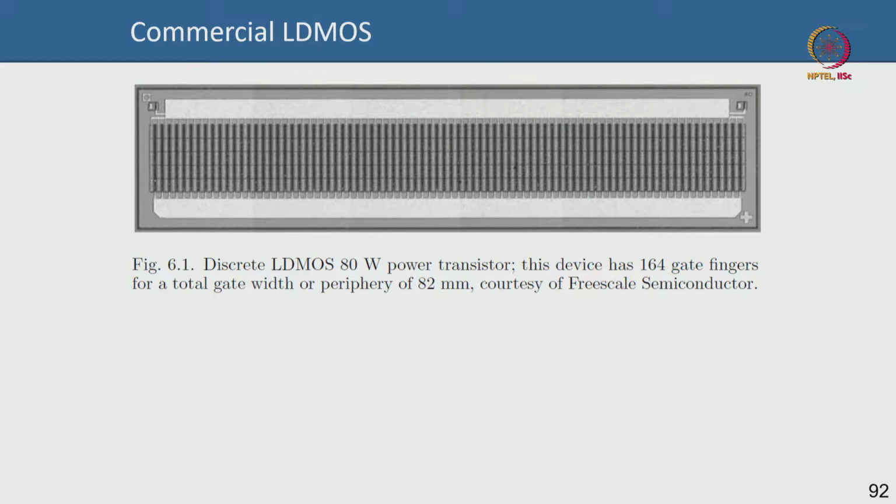Then this is an example of a commercial LDMOS die. Okay, so you can see that this is an 80 watt power transistor LDMOS, and this has 164 gate fingers. You can see those are gate taps. But this has 164 gate fingers, and the total gate width is 82 millimeter. That gives 80 watt of power.